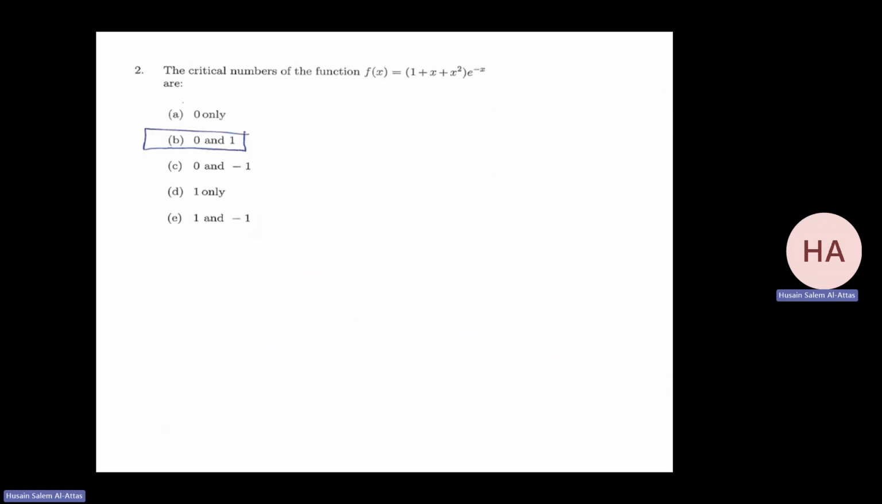You want the critical numbers of this function. What's the domain? All real numbers. We have no restriction in this. Okay, so we'll find f prime. Product rule. Derivative of the first, that gives me what? 1 plus 2x, times e to the minus x.